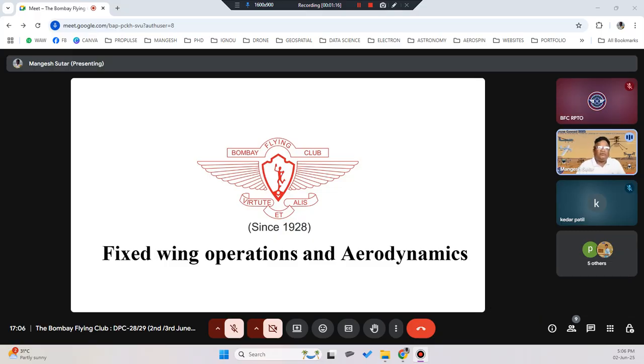Okay. So fixed wing operations or aerodynamics is nothing but your aeroplane operations or aerodynamics. How actually the aeroplane flies. Here the fixed wing means the aeroplane is having a fixed wing. Okay, the wing cannot be changed or cannot be moved. So using the fixed wing, how the operations can be conducted and how the aerodynamics happens in here.